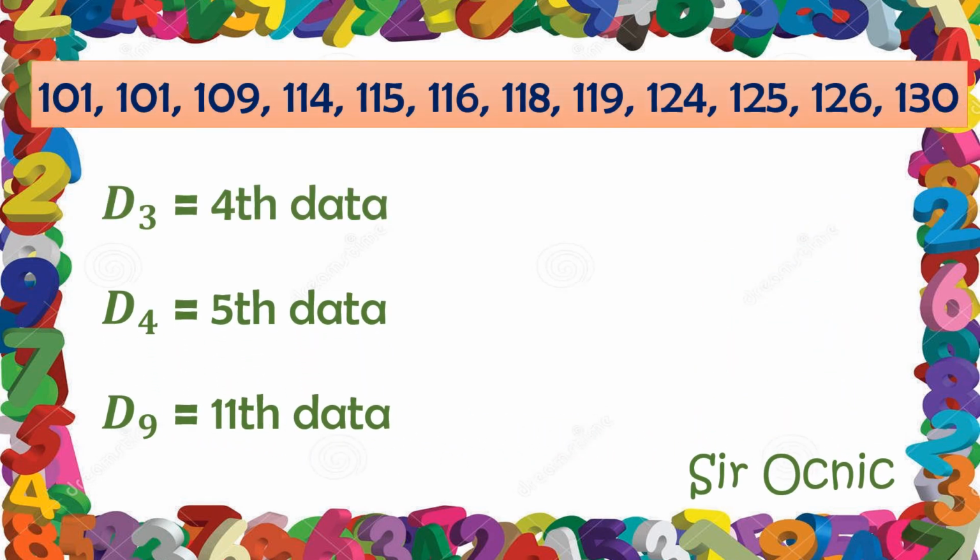Using the positions, let us now identify the three deciles. The third decile is the fourth data, which is equal to 114. The fourth decile is the fifth data, which is 115. And the ninth decile is the 11th data, which is equal to 126.